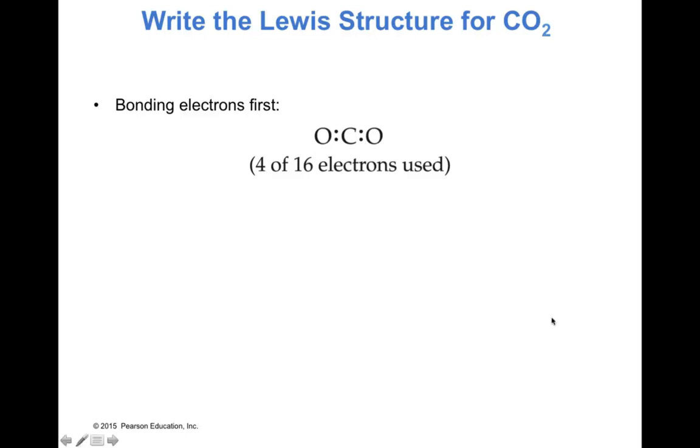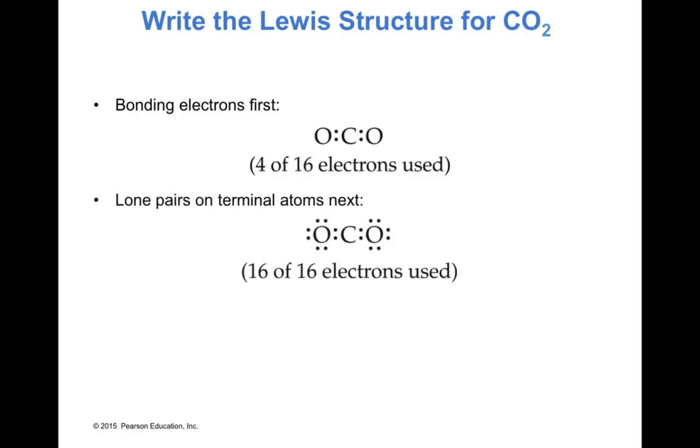Okay, so between oxygen and carbon 2, between carbon and oxygen 2, we use 4 of the 16, so we have 12 that can be shared. So we can put here basically 2, 4, 6, 8, 10, 12. Okay, so we use all those electrons around those elements. But we can observe that around this oxygen we have 8 electrons, around this oxygen we have 8 electrons, but around carbon we just have 4 electrons.